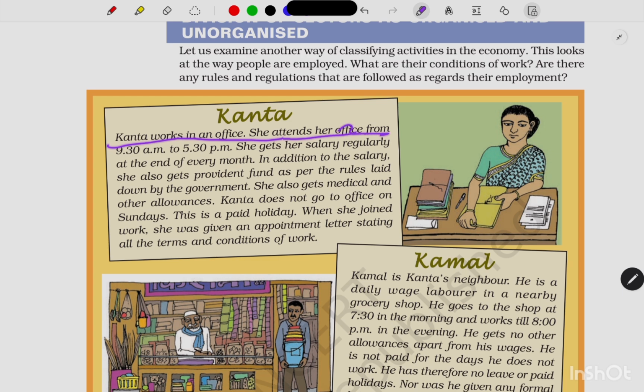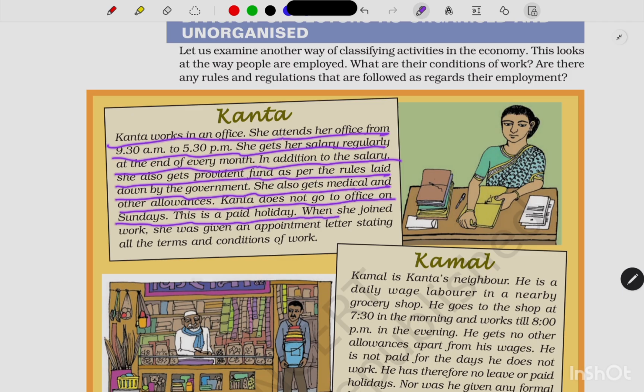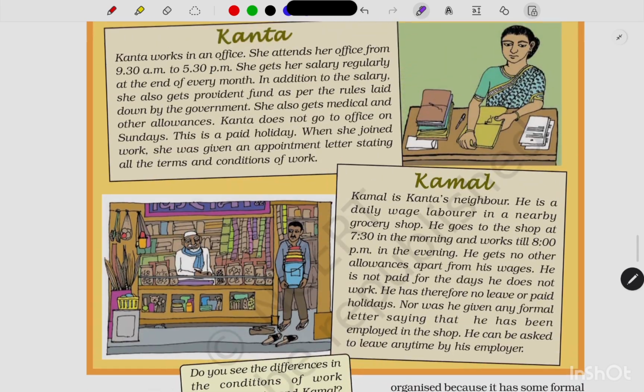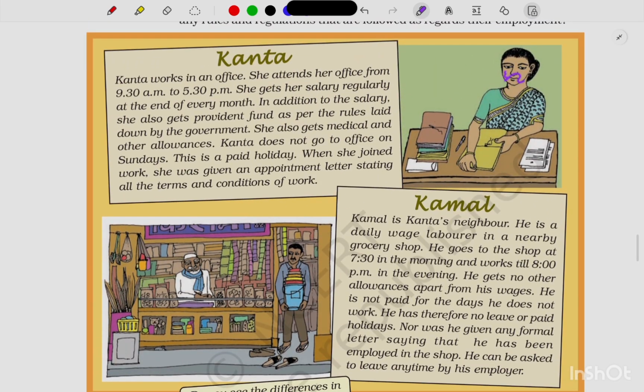Okay, she attends her office from 9:30 to 5:30. Gets a salary regularly at the end of every month. In addition to the salary, she also gets provident fund as per rules laid down by the government. She also gets medical and other allowances. Kanta does not go to the office on Sundays. This is a paid holiday. When she joined work, she was given an appointment letter stating all the terms and conditions for work.